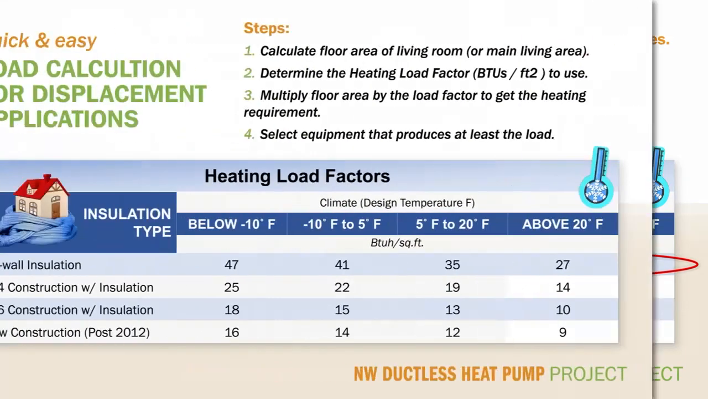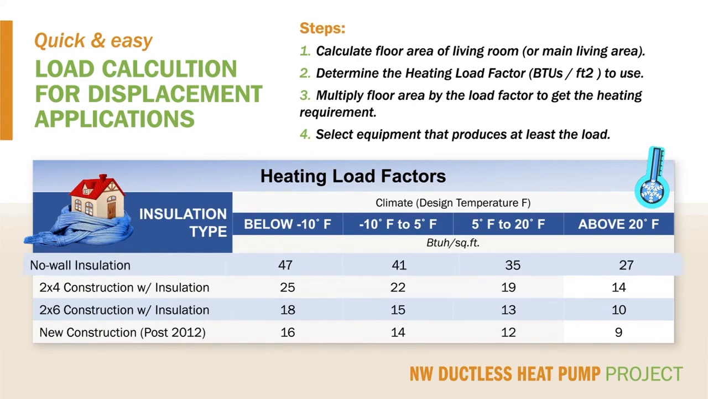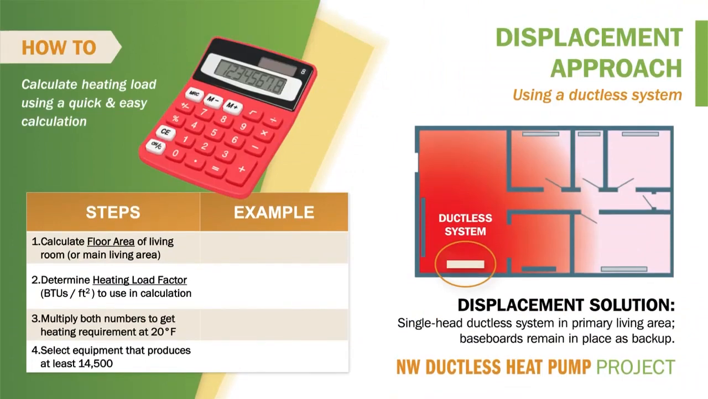go with that. Once you have identified the row and column that apply to the home, then we know the load factor to use in our calculation. And we simply multiply the load factor by the floor area of the main living space, and we will have our heating requirement.